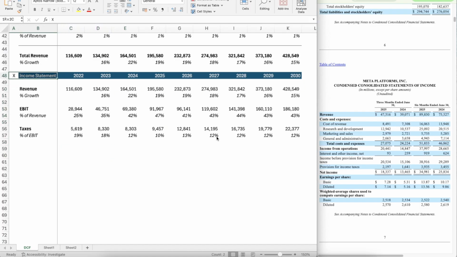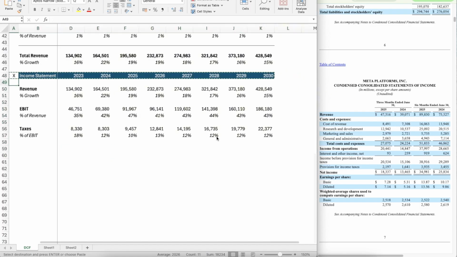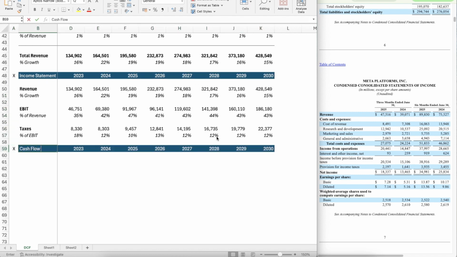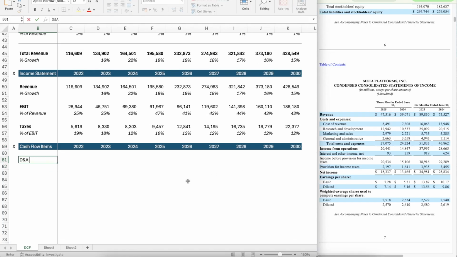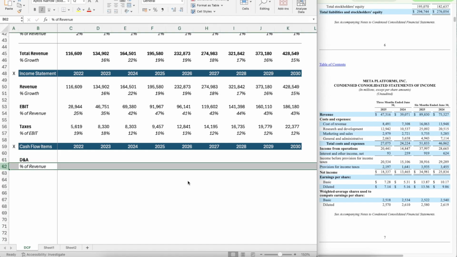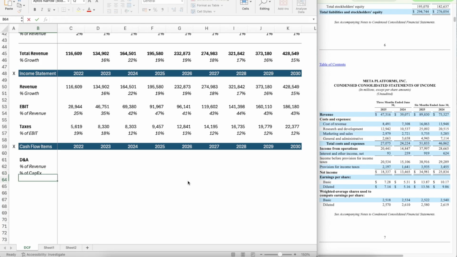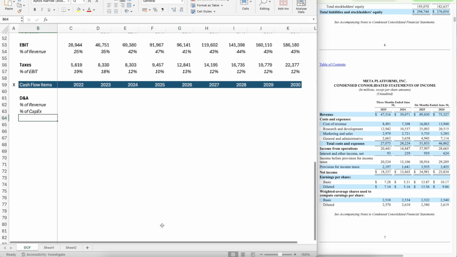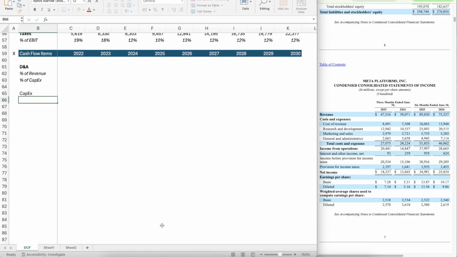Now it's going to get interesting because we're going to go onto the cash flow items. And right now, we know Meta are spending a ton of money on CapEx. So how we project this out will be very interesting. Percentage of revenue, percentage of CapEx. I think is it CapEx up like 35% of revenue? We'll see in a second.